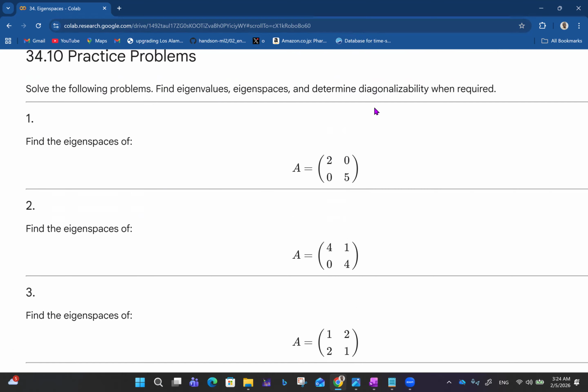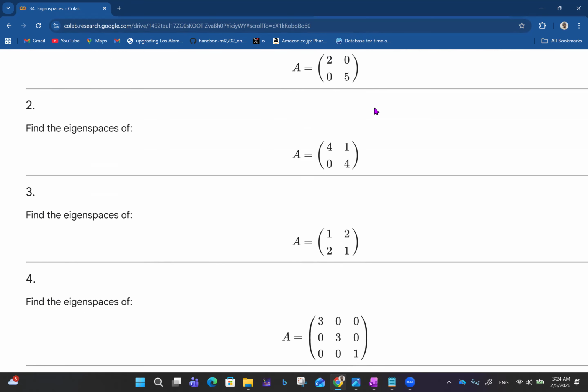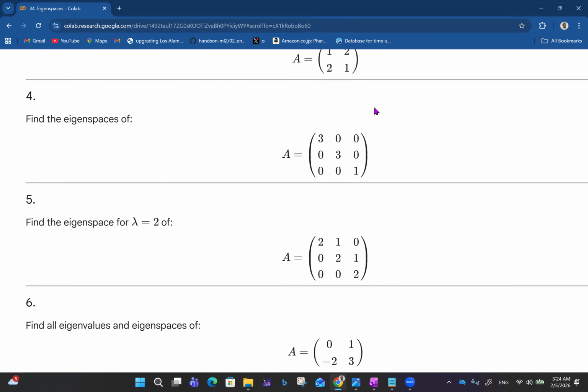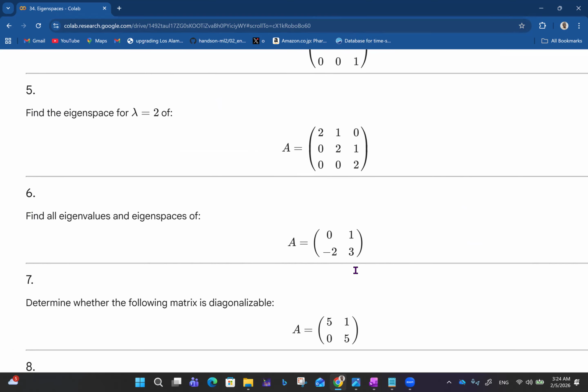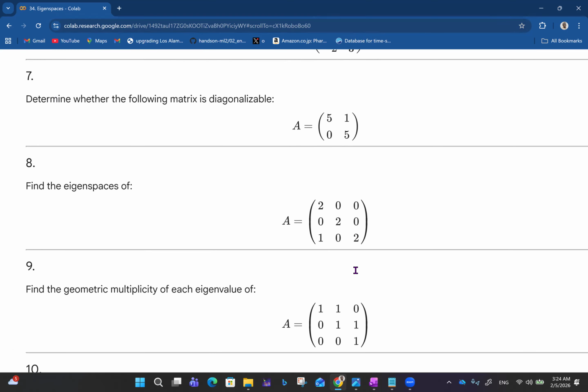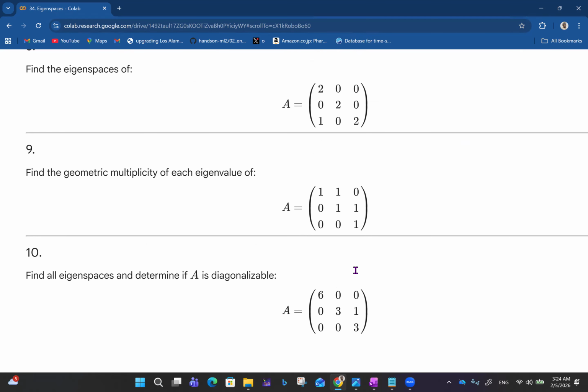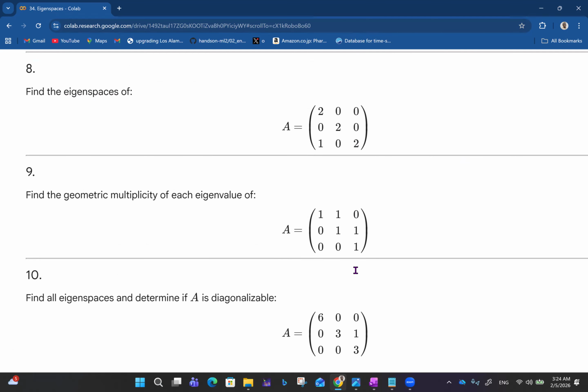So try your hands on these questions, find the eigenspaces of this, then 4 to 6 now. You can try your hands on this too. Then 7 to 9, you have all this, and 10. So you want to try your hands. Let me know how helpful this is for you. If there's something else you'd like me to try out, feel free to let me know.